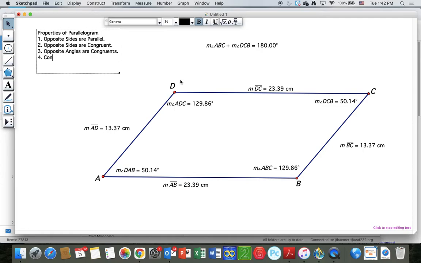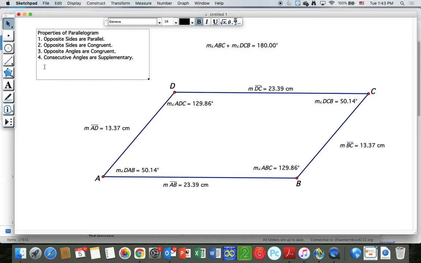So guess what? These angles are called consecutive. So consecutive angles are supplementary, add up to 180. And sorry about that congruence. So consecutive angles add up to 180. They're supplementary. So we have opposite sides parallel, opposite sides congruent, consecutive angles are supplementary.